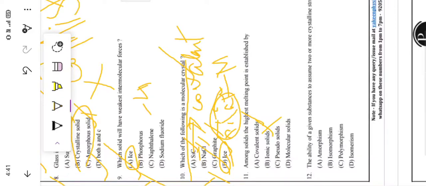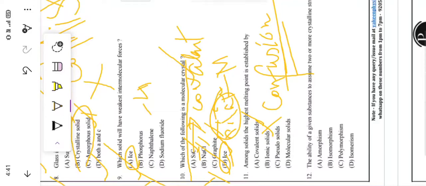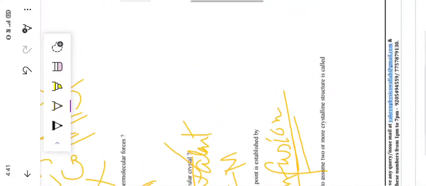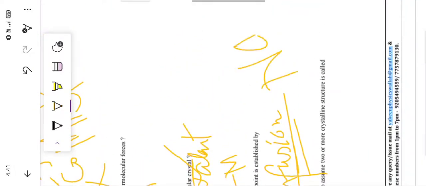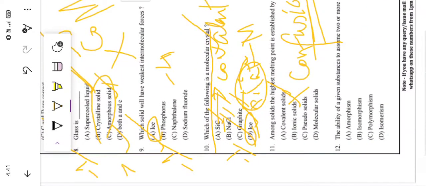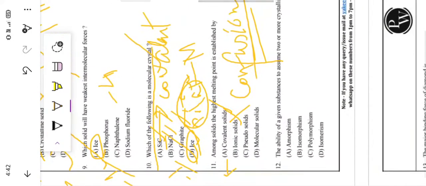So I have confusion. According to NCERT we have to go... according to NCERT it is very high in covalence rate and is written very high. So this is the answer. So no, this is zero.